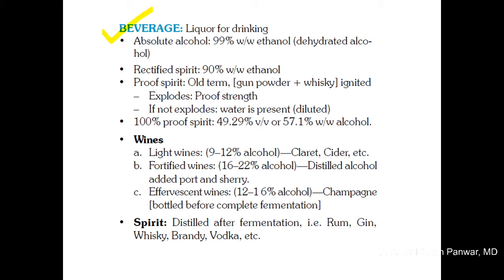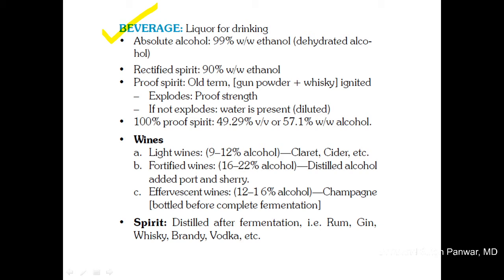Now, let us discuss the different types of beverages available in the market. These are the liquors for drinking. Absolute alcohol is 99% weight by weight ethanol, so it is also called dehydrated alcohol. The second one is rectified spirit, which is 90% weight by weight ethanol.